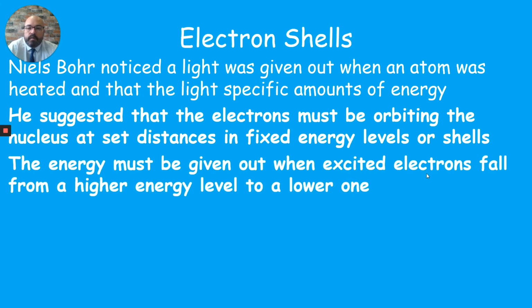And what he felt was, as they are excited and heated, the electrons jump to a higher energy level. So the energy shells, the electron shells closest to the nucleus are lower energy, and the ones further away are higher energy. And you give those electrons some energy, they get excited, jump to a higher energy level, and as they fall back to their original level, they emit light.